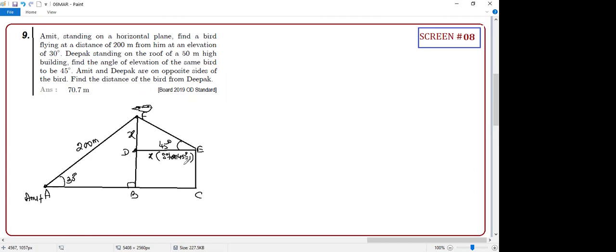Right. Done. Guys, one triangle work already over. Okay, and the building height is what? 50 meter. And then this will be what? 50 meter. Agree with me or not? So what is the entire height? X plus 50. Agree with me or not, everyone? Yes, sir. Done.